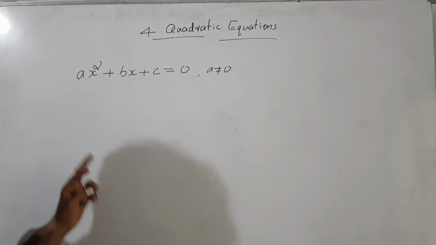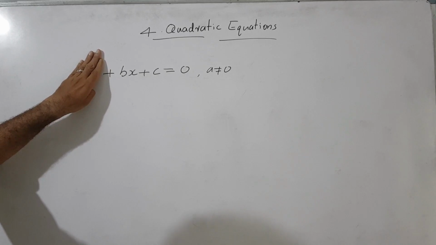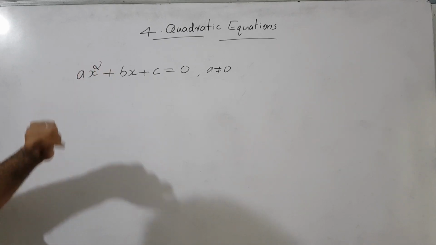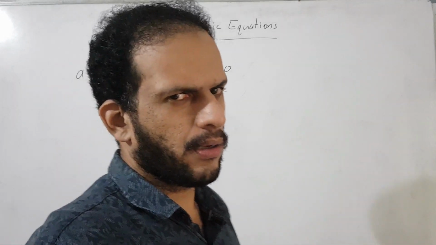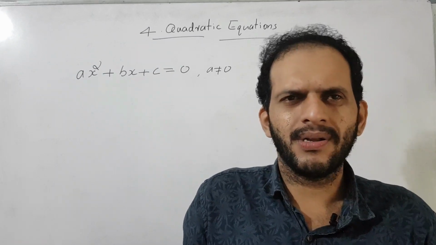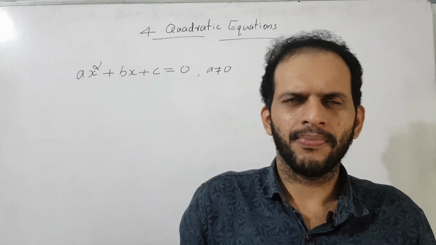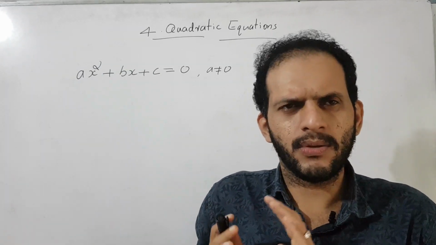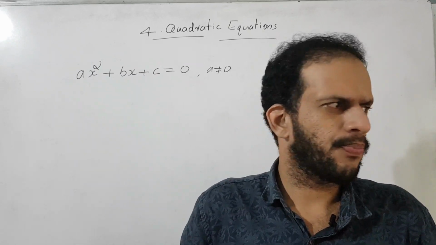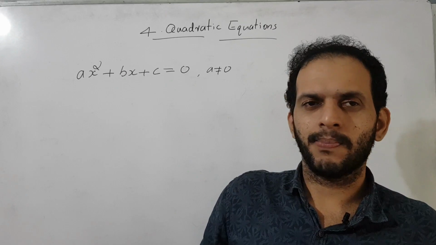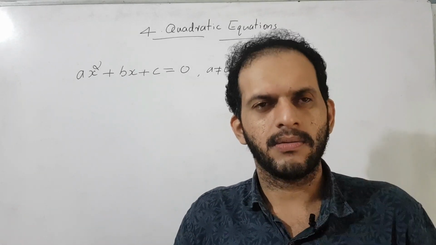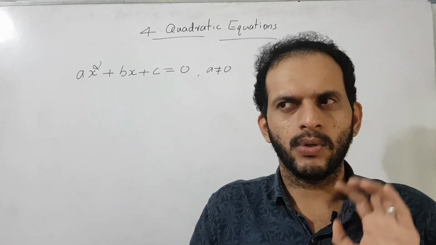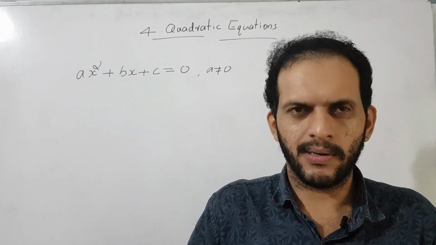A not equal to 0 means if a is 0, then this term is not there, correct? Then it's a linear one. Bx plus c is linear, so the coefficient of x square becomes 0 and we do not get a quadratic polynomial, so the condition is that a is not equal to 0. Not only in the case of quadratic equations, all polynomials are like that. So ax square plus bx plus c is equal to 0 is the standard form of a quadratic equation. Clear?